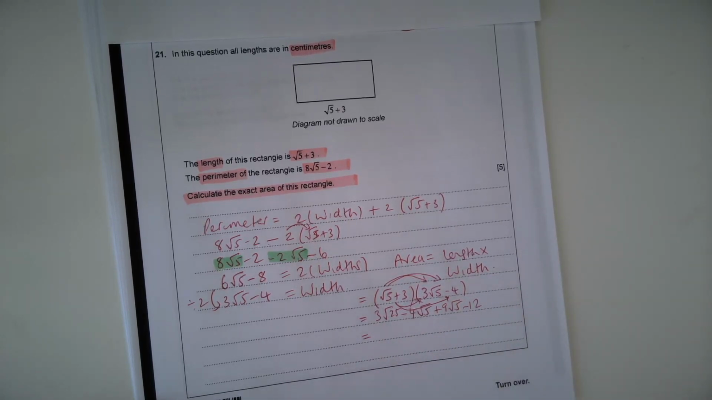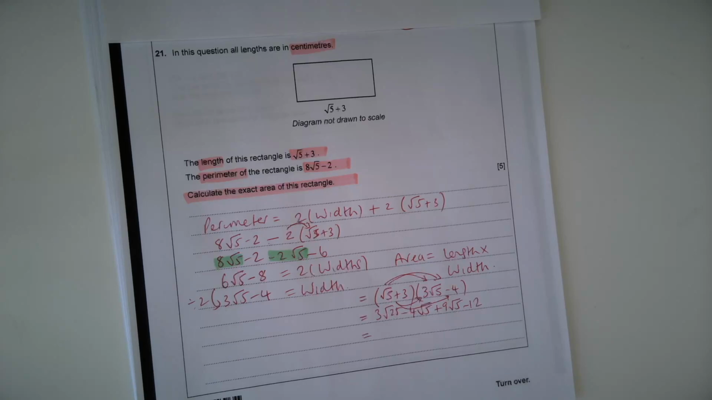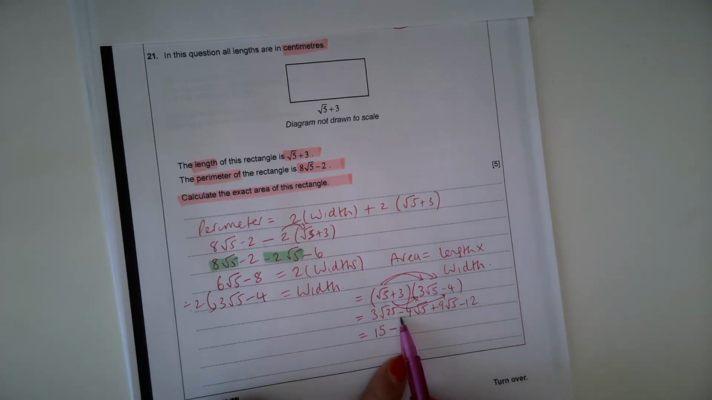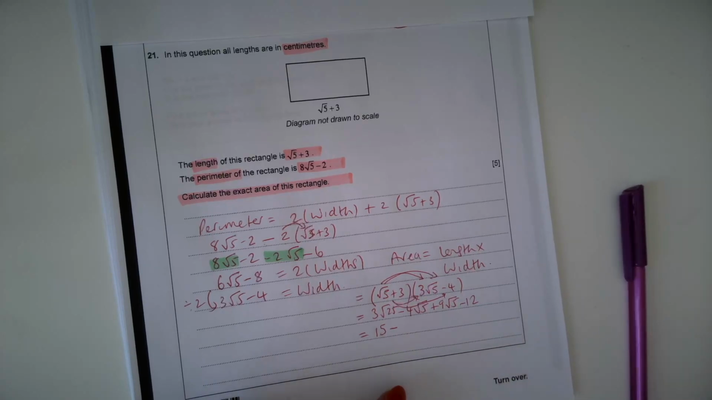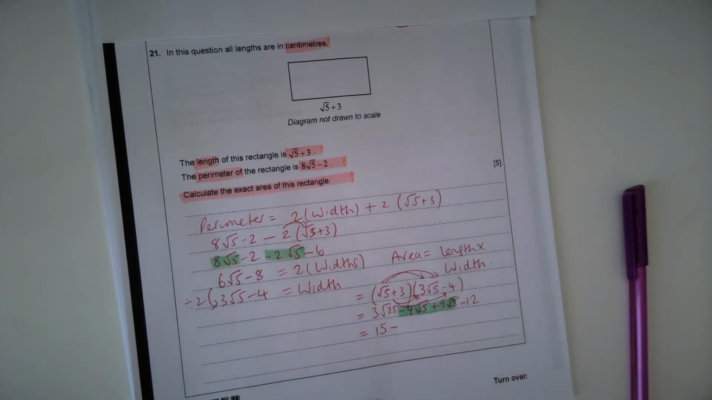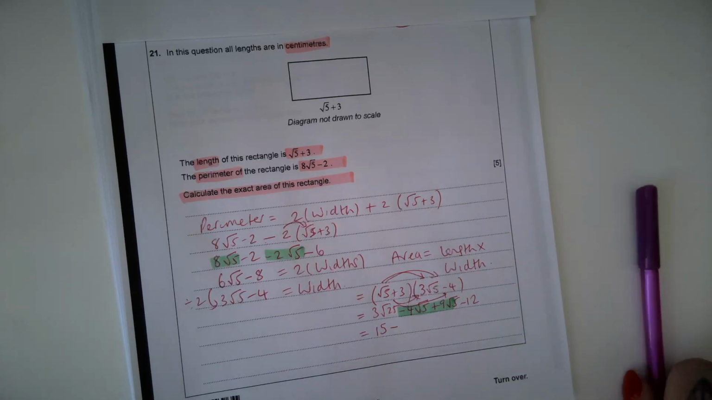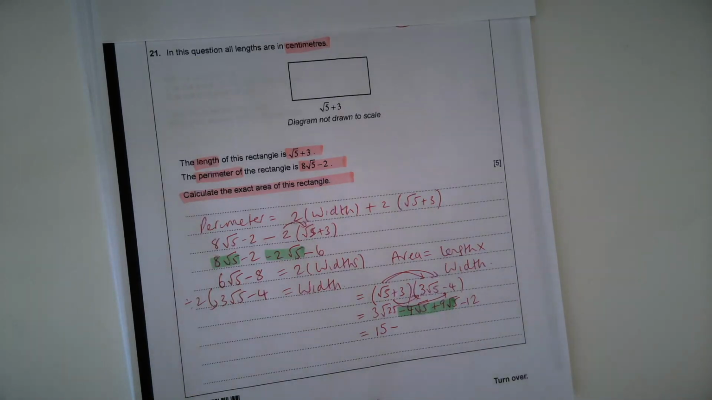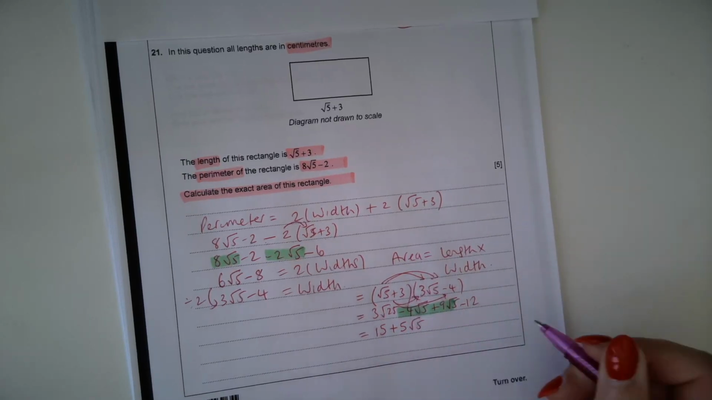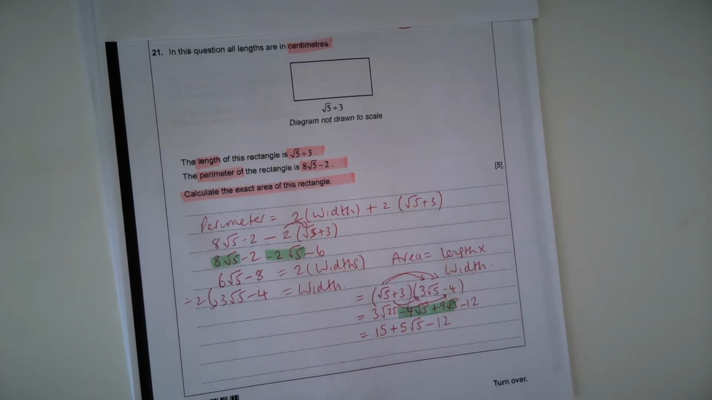Now we're going to simplify this a little bit further. So 3 times root 25. Well, root 25 is 5, so that's 3 times 5, which is 15. Negative 4 root 5 plus 9 root 5. So we're collecting like terms again here, guys. So negative 4 of them, we're adding 9. So we're going to get plus 5 root 5 here. And then we've got that negative 12 on the end.